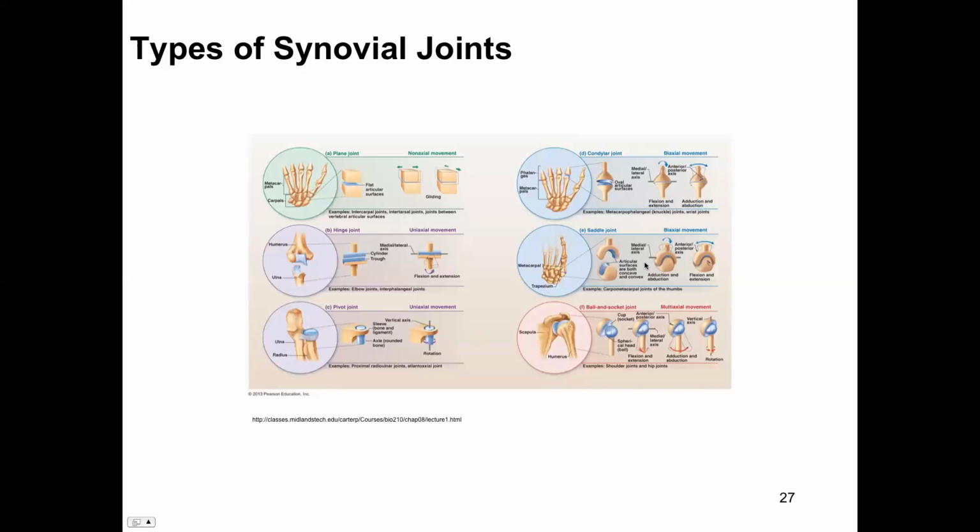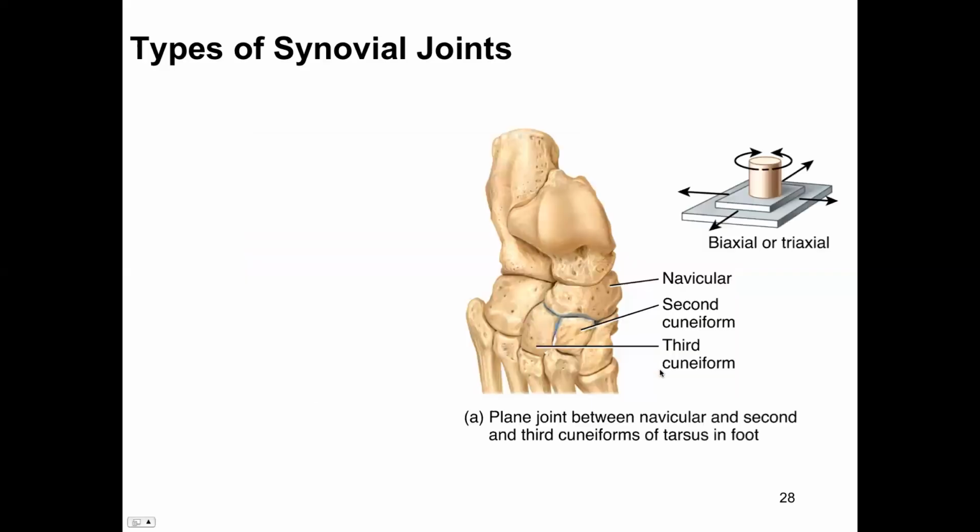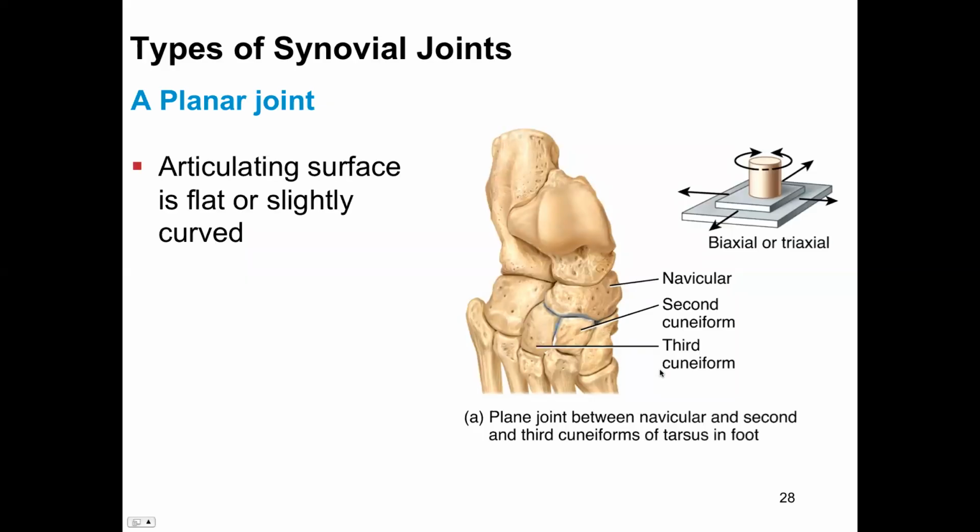So if you want movement in one plane versus two planes versus no planes, or many planes, so it'd be like non or mono or uni, right? Sometimes it would be mono and uni, or bi would be two directions, and multi would be many. All right, just so that we can sort of orient ourselves. So right, so here a planar joint, articulating surface is flat or slightly curved.